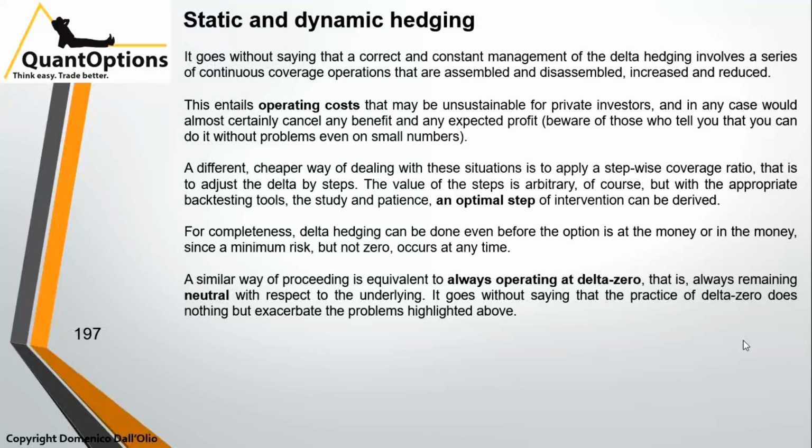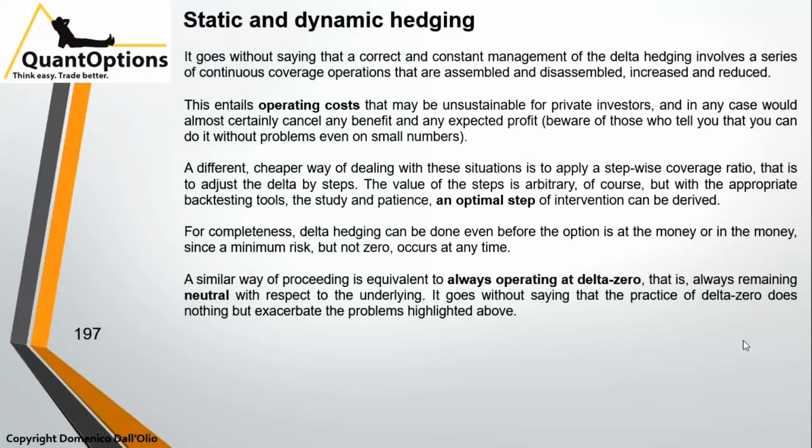A different, cheaper way of dealing with these situations is to apply a stepwise coverage ratio, that is to adjust the delta by steps. The value of the steps is arbitrary, of course, but with the appropriate backtesting tools, the study and patience, an optimal step of intervention can be derived. One could say, I do not intervene any time the delta changes, but I could say I intervene any time the delta changes by 0.10 or 0.05.